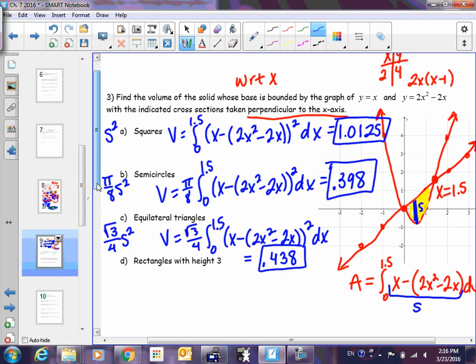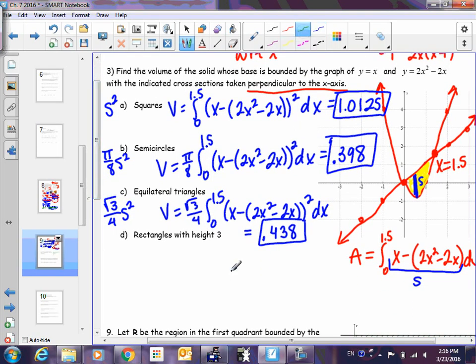Rectangles are always going to be a little bit different though, so I'm even going to switch colors. Because what's the area of one rectangle with height 3? Yep, s times 3. So it's not s squared, right? It's just an s. So we can pull the 3 out to the front. The bounds aren't changing, but I'm not going to have a squared because it's not s squared. This is not a variation on a square, it's a rectangle.